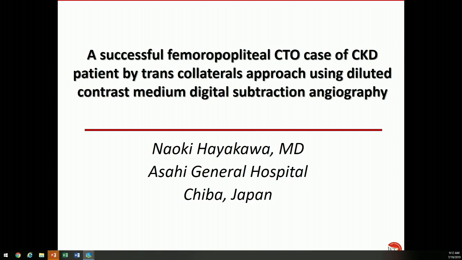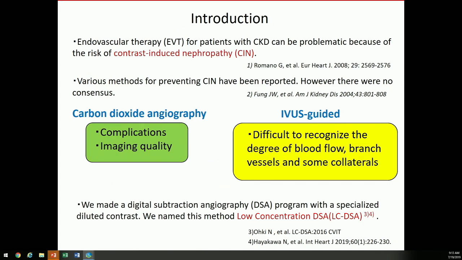My presentation title is about minimizing the contrast in vascular treatment. At first, in vascular therapy, a patient with CKD can be problematic because of the risk of CIN, as you know. Various methods for preventing CIN have been reported. However, there is no consensus. So we usually use carbon dioxide angiography or a device-guided approach. However, they have their own weak points, such as complications and imaging quality.